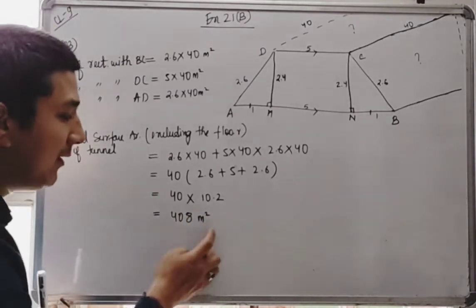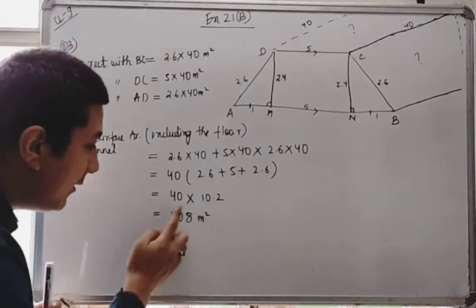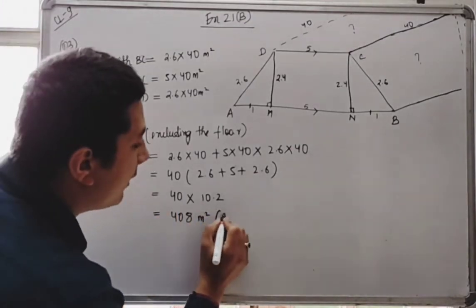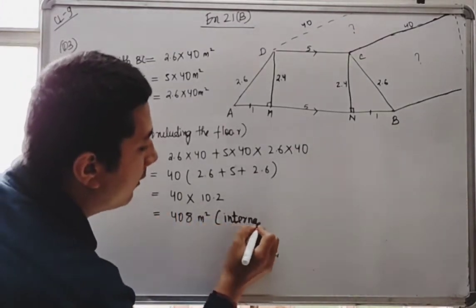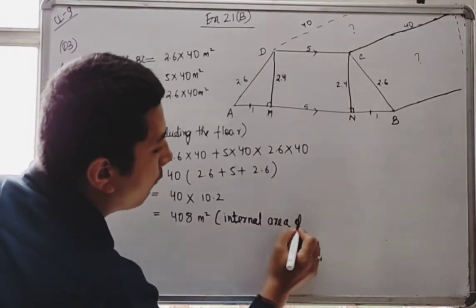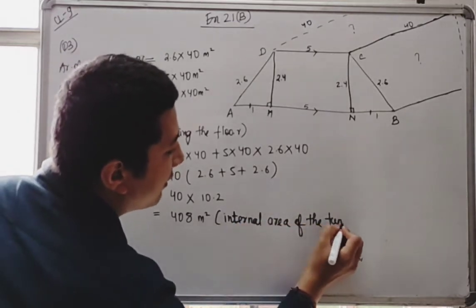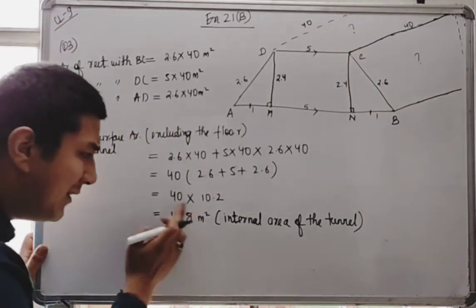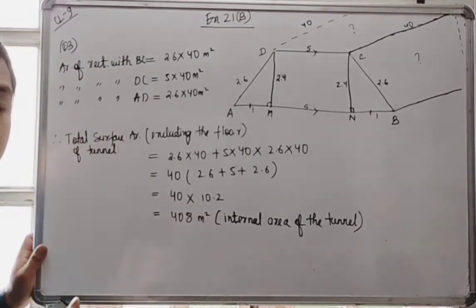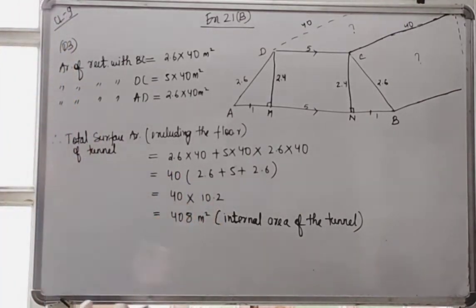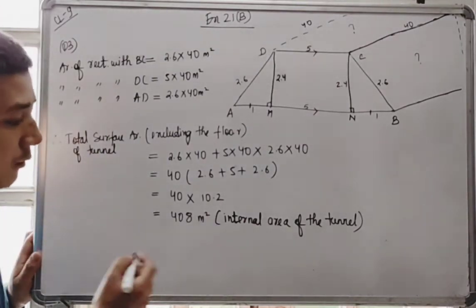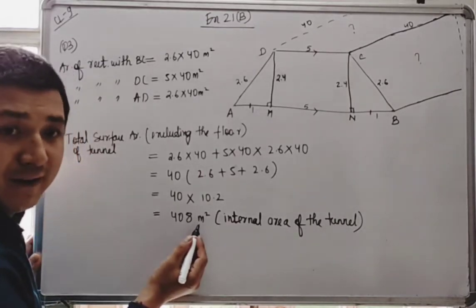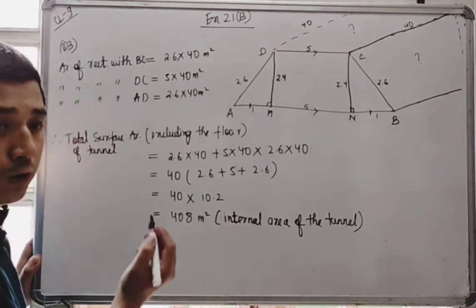So in this area we have to color. Remember this is your internal area of the tunnel, obviously excluding the floor and the cross section. In this much area, we have to color it. The question further says the cost of coloring is rupees 5 per meter square. So for 1 meter square the cost is rupees 5. So for this much meter square the cost will be how much?